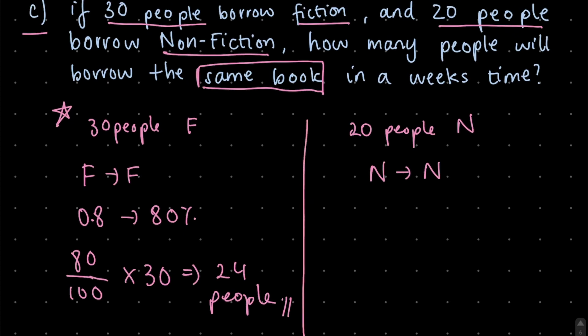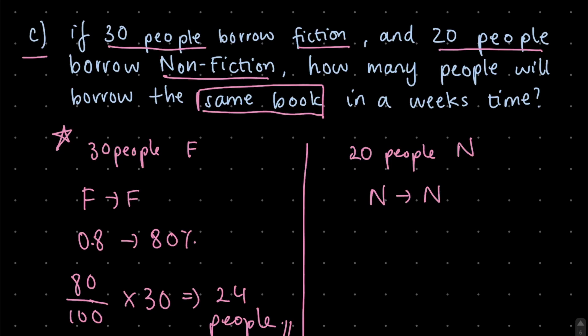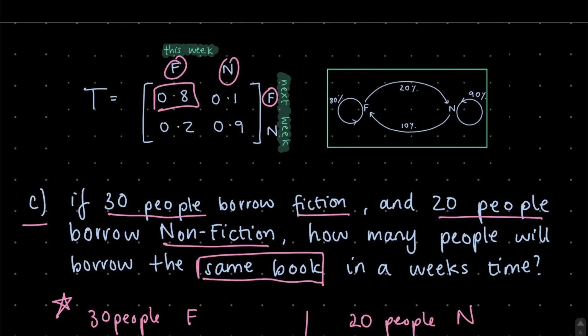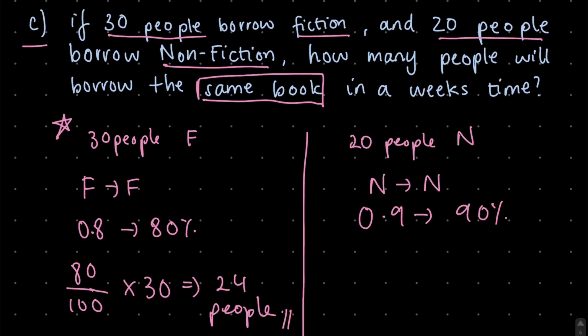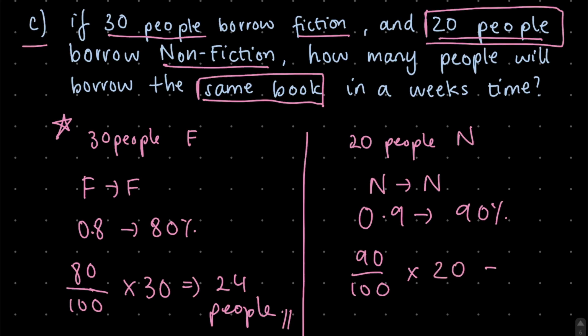Alright, so now let's look at the second one, non-fiction. So we're going from non-fiction to non-fiction, so N to N. Now for that we need 0.9. So 0.9 is the same as 90%, which in maths terms is 90 over 100 times, now this time it's 20 people, because 20 people borrow non-fiction. So it's 90 over 100 times 20, which equals 18 people. So 18 people borrow non-fiction the first week and then the second week. So they follow through, they keep the same choice.